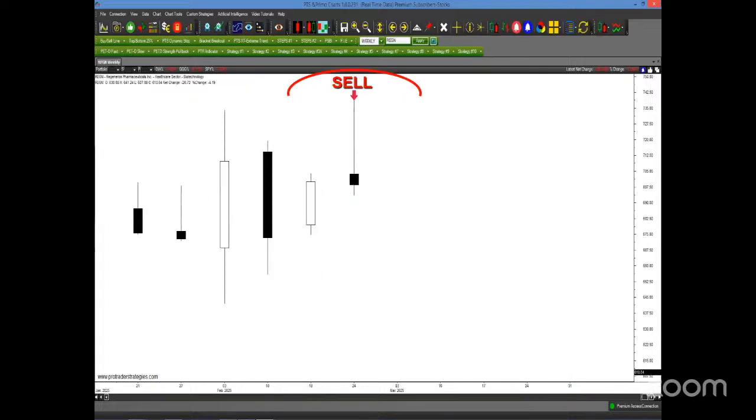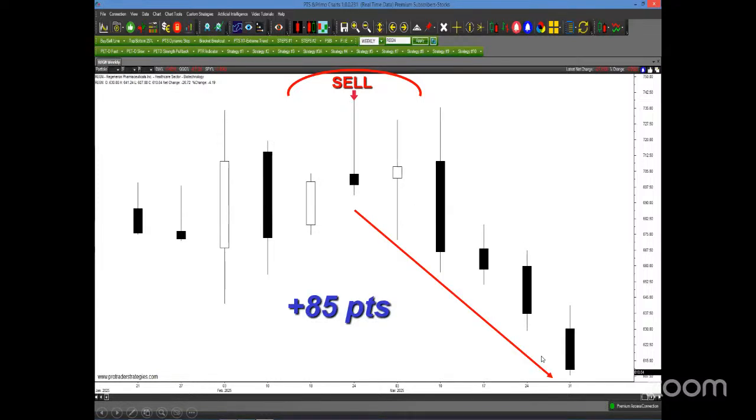Now, here's a weekly chart of Regeneron, okay? Same process applies. There's nothing we have to change. We had a little bounce here. Everyone could think, okay, well, this is going higher. Nope. Sell signal was generated in February, and the stock has fallen 85 points in a little over a month.